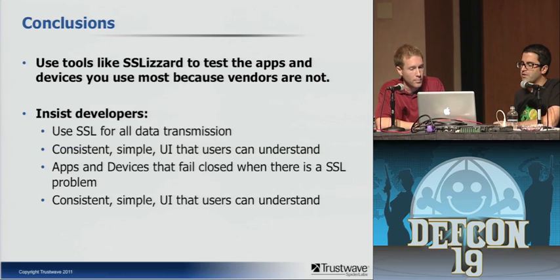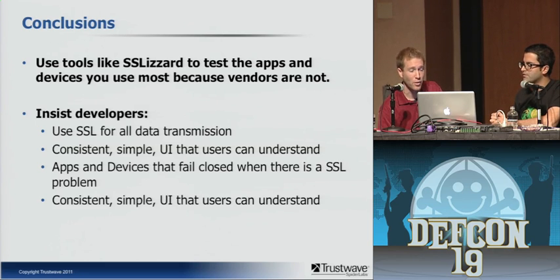So, just to conclude here, the basic takeaway is that we need more eyes on this type of technology and testing. That's why we put together this toolkit for developers to be able to test their apps, test their devices, and to find these problems and fix them. But from a user perspective, we all have to insist that SSL is used for all data transmission. We also need to insist that the mobile device manufacturers, the mobile platform developers, fix their UI so it's more recognizable to us and other end users what's going on from a secure data transmission standpoint.